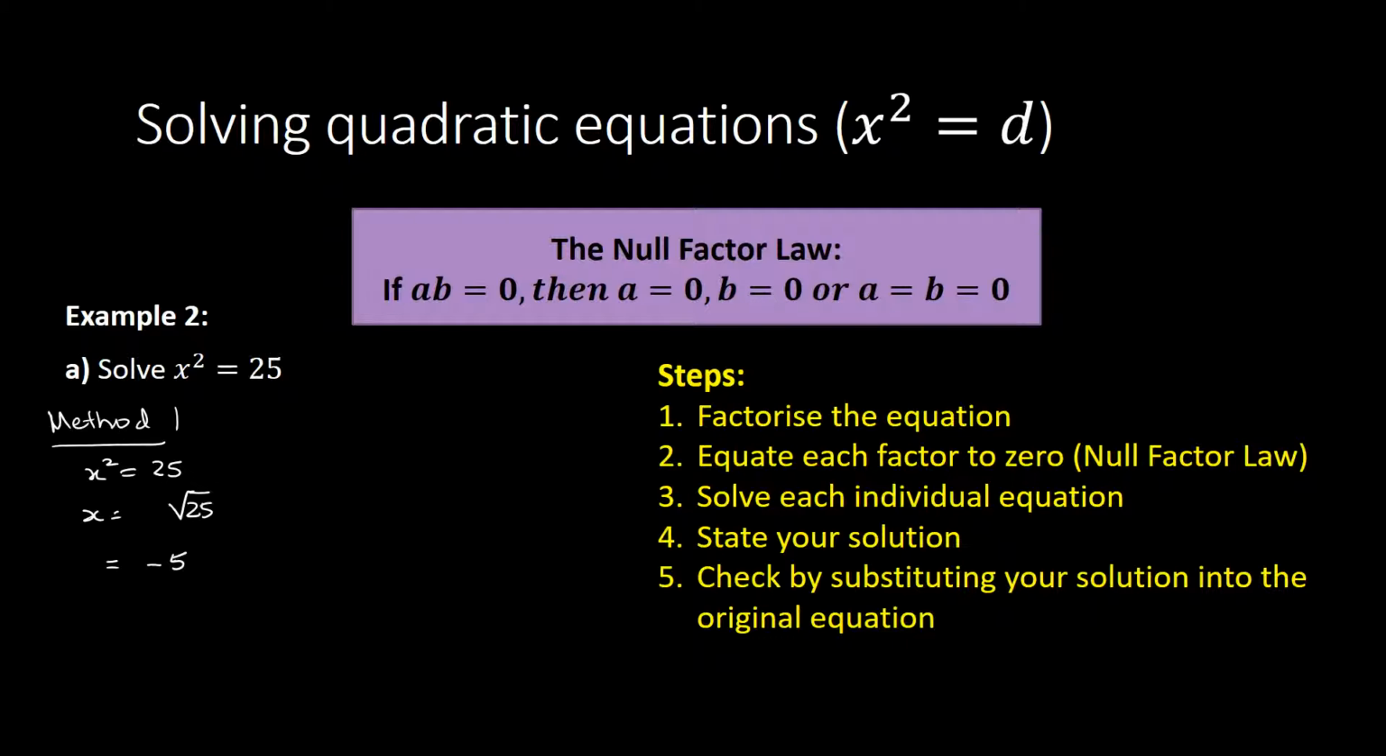So this is a symbol that might be new to you. Plus minus is how we read that, right? It's 2 solutions. It's positive 5, but it's also -5. So there are 2 solutions. X could either be positive 5 or -5.